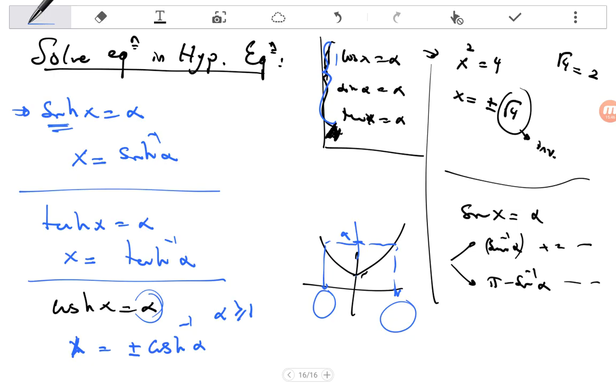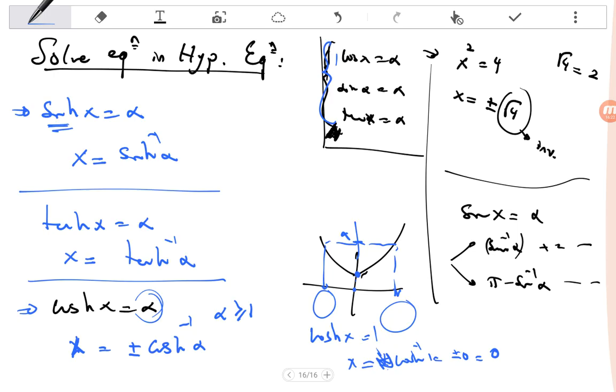There is only one case for alpha for which it gives me one solution. If I have the equation cosine x equals 1, the solution is plus or minus cosine inverse 1, which is plus or minus 0, which gives me one value, which is 0. So in this case, we will not have plus or minus, it will just give me one value. There is only one case for which this equation gives me one value, which is when alpha is equal to 1.